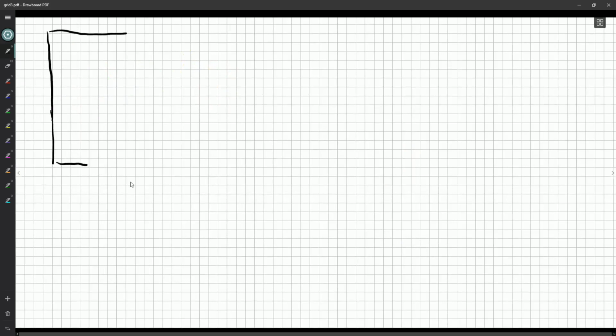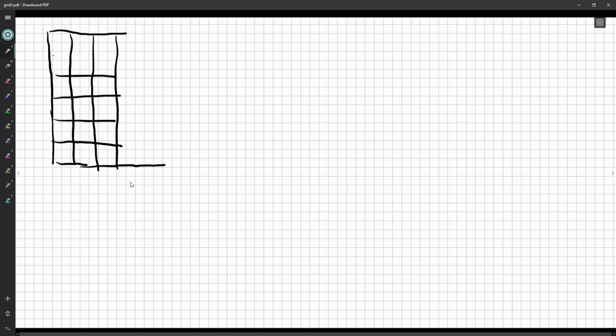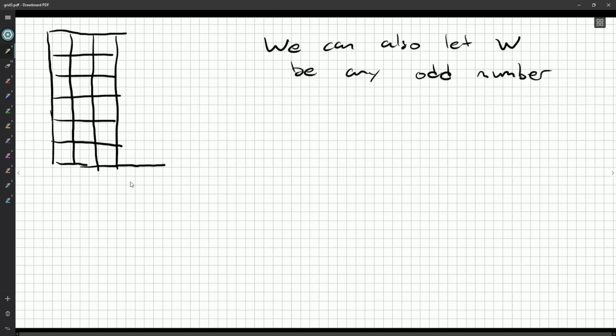Could we do 7? Well, 7's different. It's not even. So you'd need at least one of these 3's. And actually, once you have 3, you're odd, and then what's left over is even. So we can also let W be any odd number. Now, not any odd number, because you can't have 1. So greater than 1.